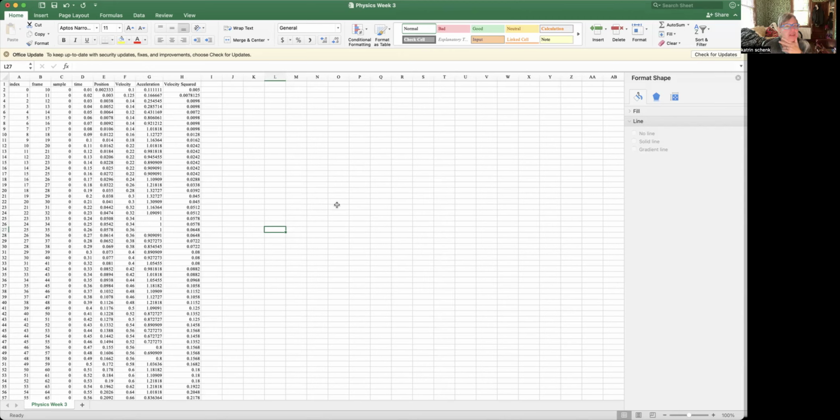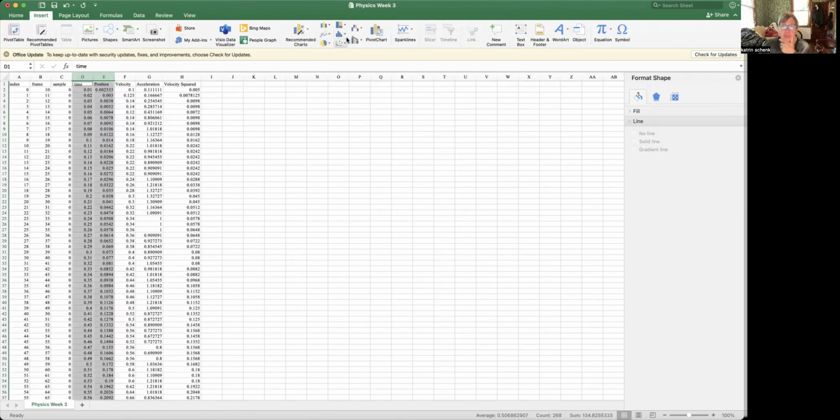All right, so first of all, let's do the position versus time. Position should be on the y-axis and time should be on the x-axis. So here I'm gonna click on position, then control click, well, on a Mac it's command click, but for you it would be control click or shift click, on time second, and then I'm going to insert a scatter plot.